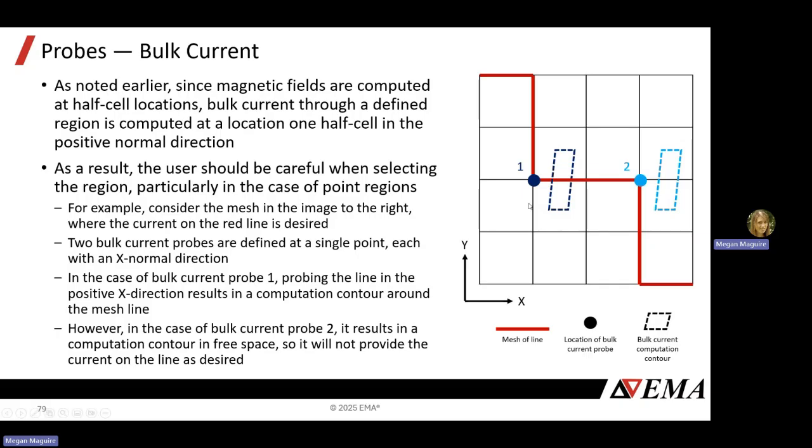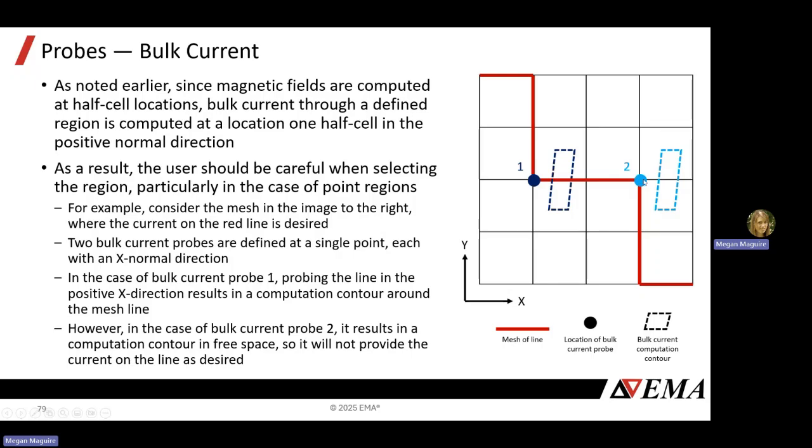So let's say you have a cable that steps like this with the red line. If you place your bulk current probe at location 1 right here, then the current that it's probing is in the positive X direction. Let's say that's the normal that you select. It's going to be probing it half a cell in the positive direction. So it's actually probing on the cable.